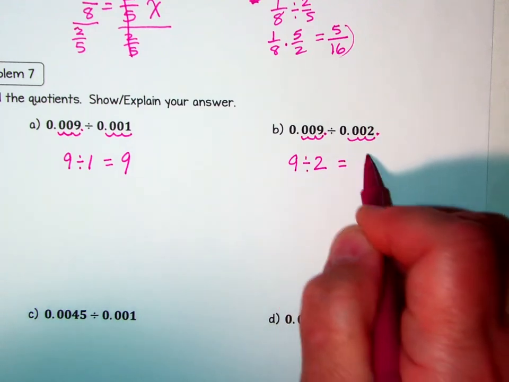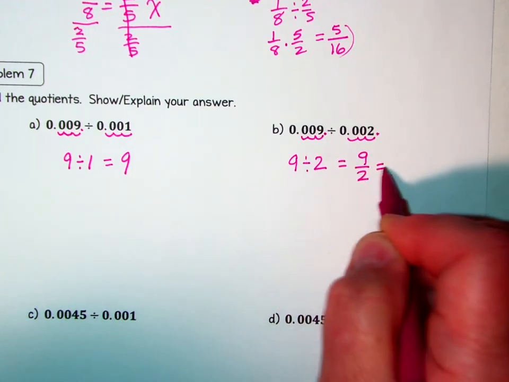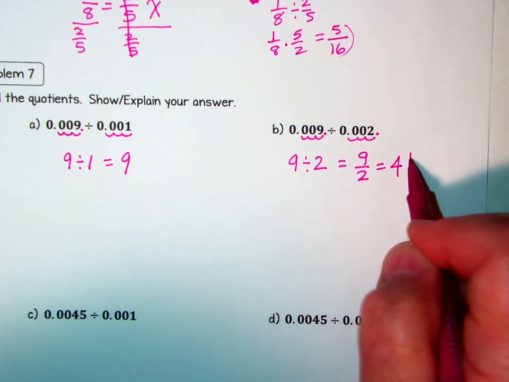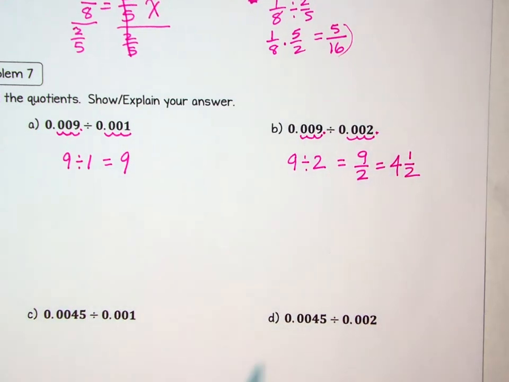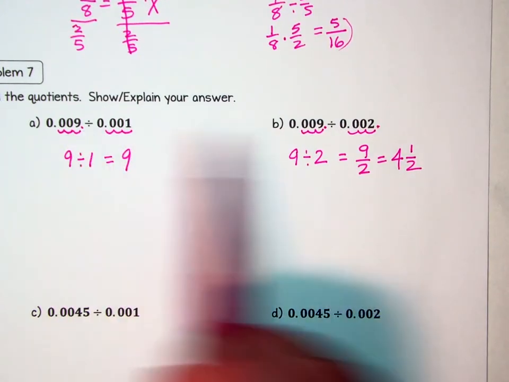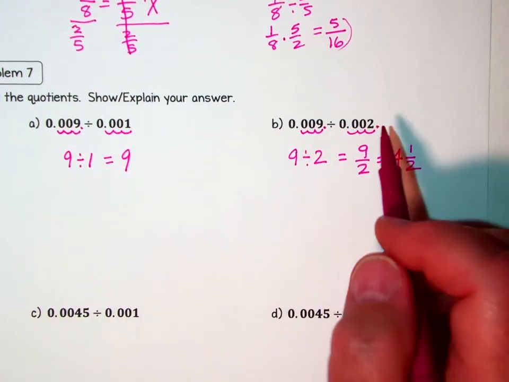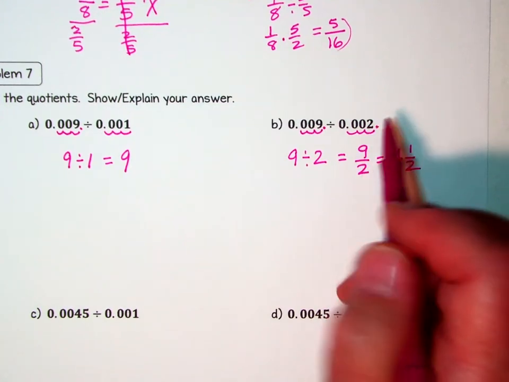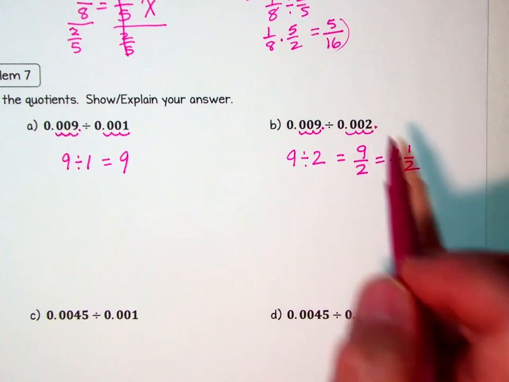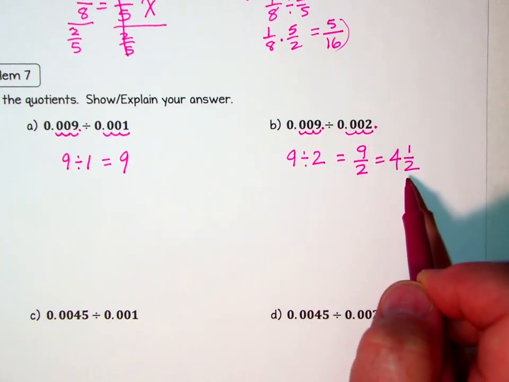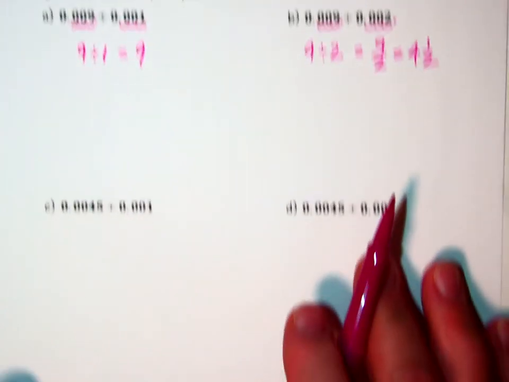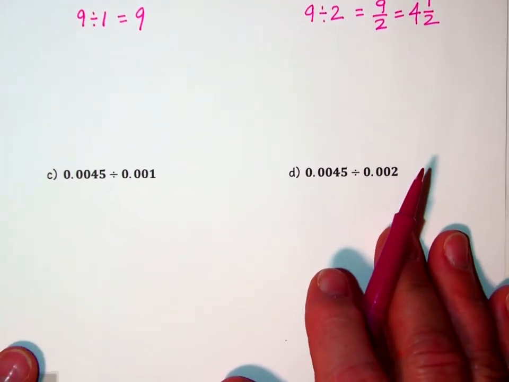I could write that in fraction form, 9 over 2, and then just convert it to a mixed number. 2 goes into 9 4 times with a remainder of 1. So I have 4 1/2. Now this kind of makes sense because the only difference between these two problems is the divisor is twice as much in part B. So I would expect the quotient to be half as much as A, and it is. Okay, let's move on. Problem C.